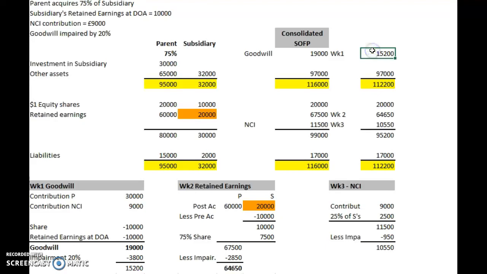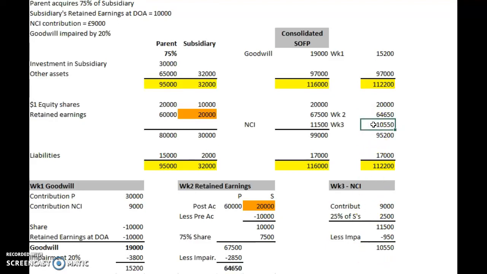So this is the 15,200, which is the original goodwill minus 20%. So it's been impaired down to 15,200. And then we shared the impairment 75%, 25% between the parent and the NCI, and that figure was taken off their retained earnings. So these figures, 64,650 is here, and the NCI's 10,550 is here.